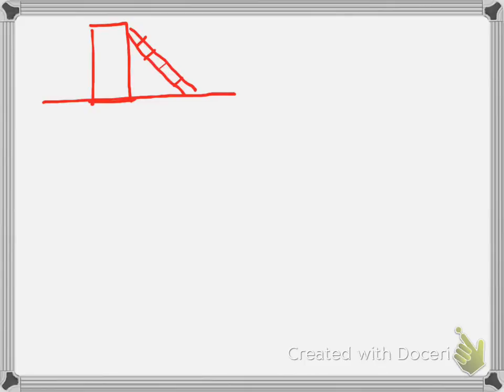Now, in the problem it tells us that the ladder is 35 feet long. So, that is going to be where I label the 35, where the ladder is. Now it tells us that the base of the ladder is 21 feet away from the base of the building. Well, the base of the building is right here, so that means this length is 21.